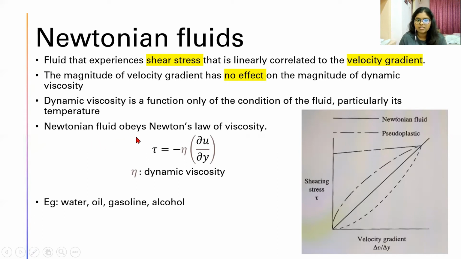Newtonian fluid obeys Newton's law of viscosity: tau equals negative dynamic viscosity times the velocity gradient. I forgot to mention just now, dynamic viscosity can also be referred to as absolute viscosity. So examples of Newtonian fluids are water, oil, gasoline, and alcohol.